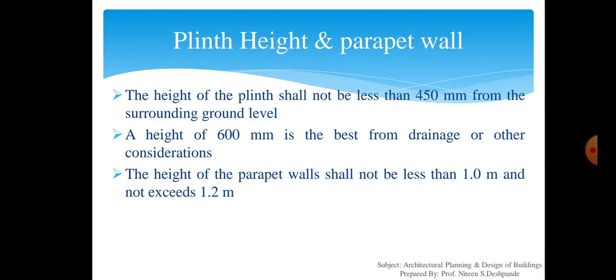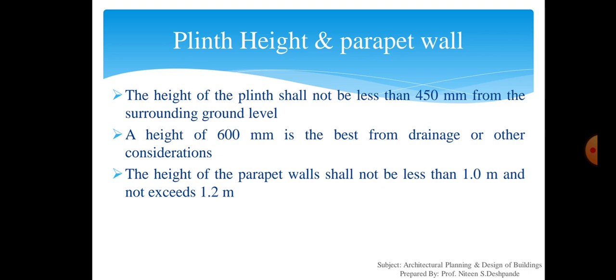Now there are some other criteria for the height of the plinth and the parapet wall. The height of the plinth shall not be less than 450 mm from the surrounding ground level. A height of 600 mm is the best from drainage and other considerations. The height of the parapet wall is also given. It shall not be less than 1 meter and shall not exceed 1.2 meters.